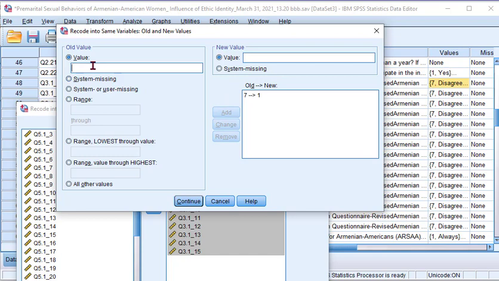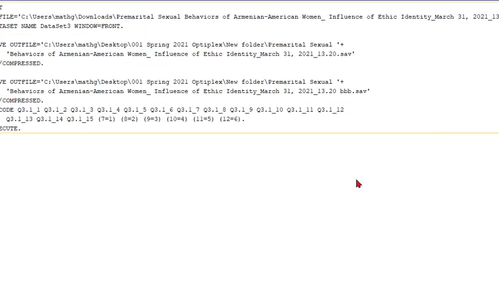8 becomes a 2. 9 becomes a 3. 10 becomes a 4. 11 becomes a 5. And 12 becomes a 6. So 7 through 12 becomes 1 through 6, we're good to go. Click OK, click OK, click OK, boom. Now through the magic of SPSS, that crappy variable is now a good variable.